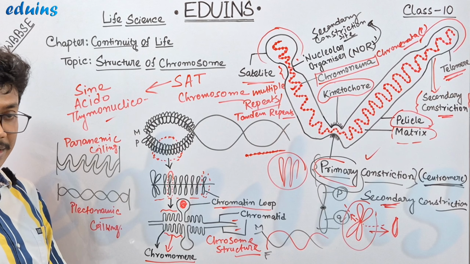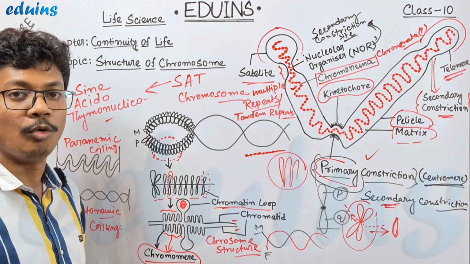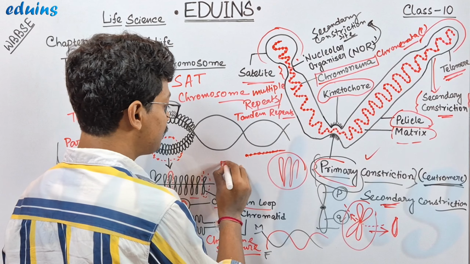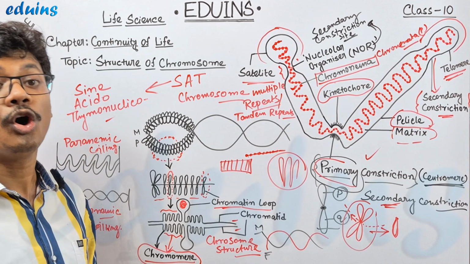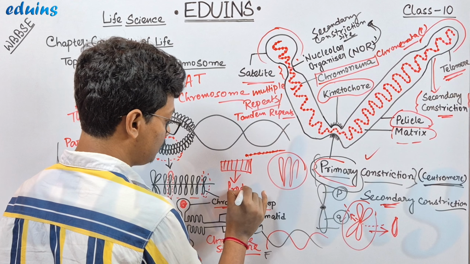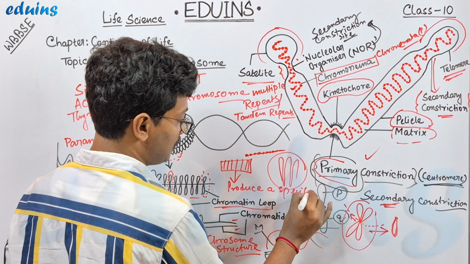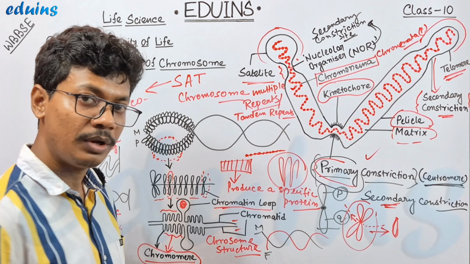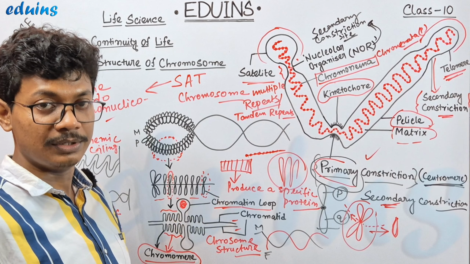And the genes are present actually inside the chromomere. Okay, what is a gene? A gene is the functional unit of the DNA or the chromosome, which is able to produce a specific protein. So this is the structure of a chromosome in case of humans.